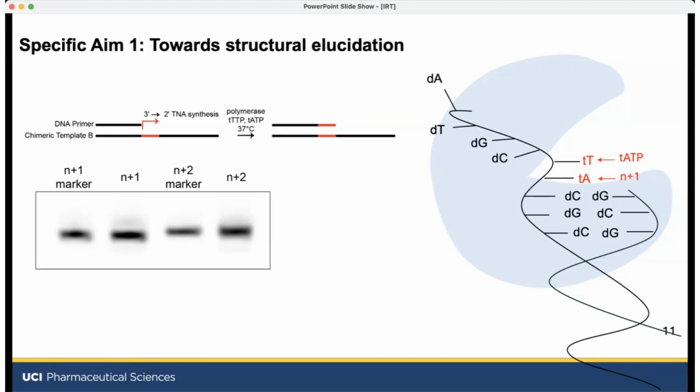Following an incubation of the N+1, N+2 samples overnight, the polymerase's activity was confirmed through the use of a denaturing PAGE gel, which indicated that 1092 had the desired TNA replication ability for further crystallographical studies.